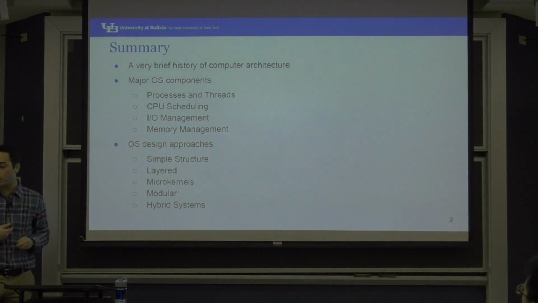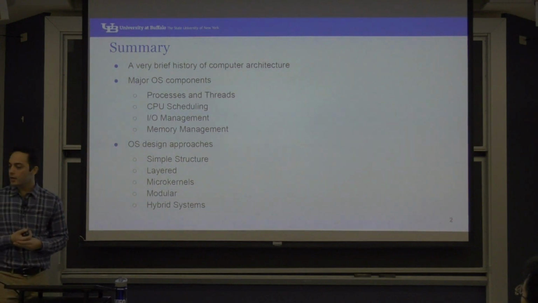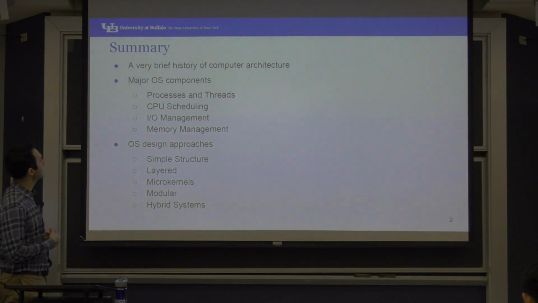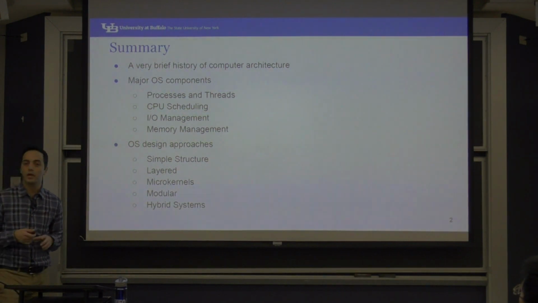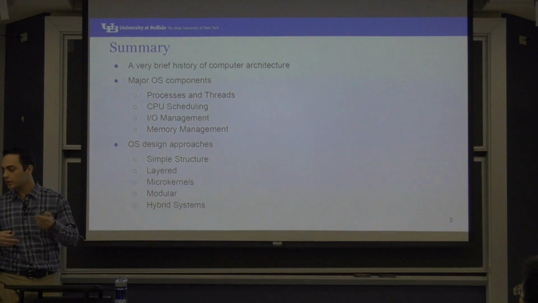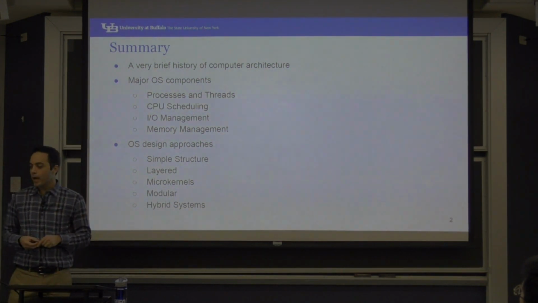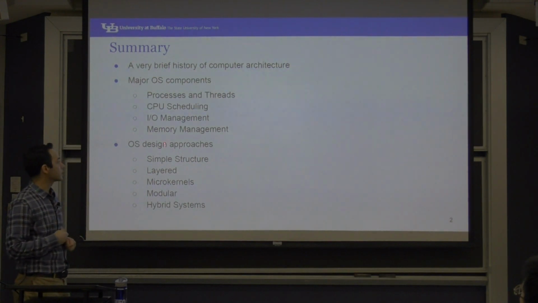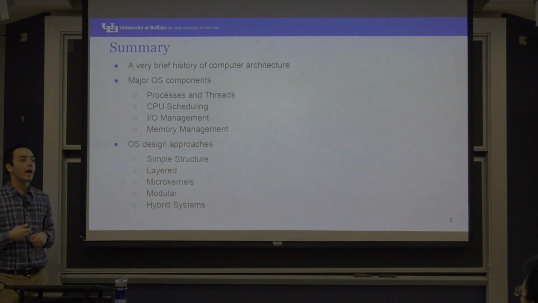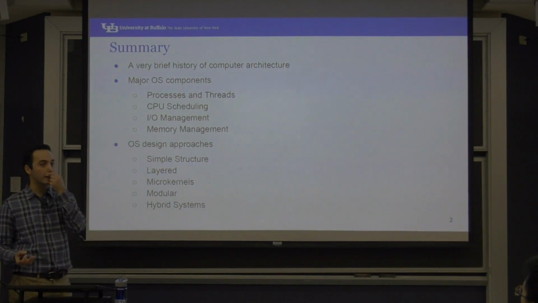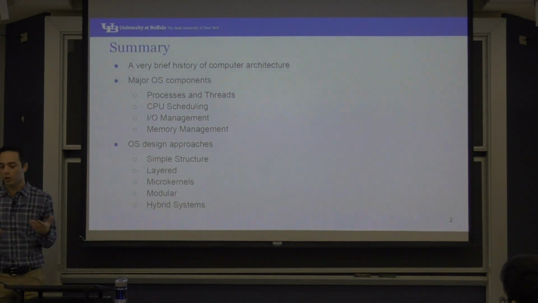Last session we went over a brief history of computer architecture and major OS components: processes, threads, CPU scheduling, I/O management, and memory management, which we're going to talk about in depth in the next lectures. Lecture number 4 will be processes and threads. We also went over OS design approaches, so you should know all about simple structure, layered, microkernels, and modular, their pros and cons, understand the differences between them, and be able to reason about them.